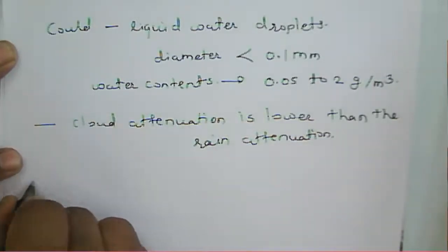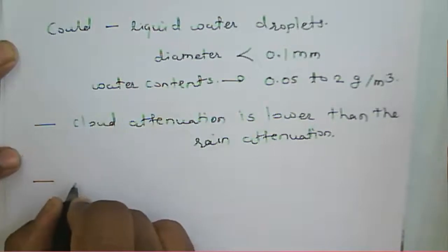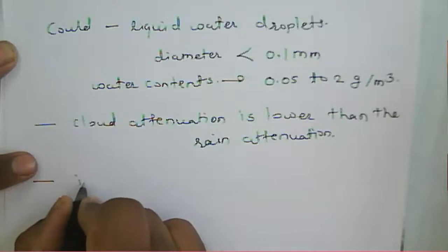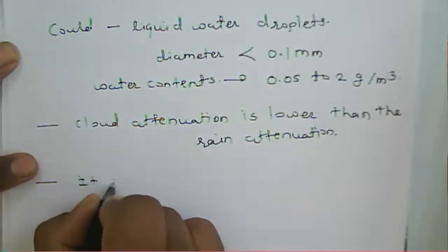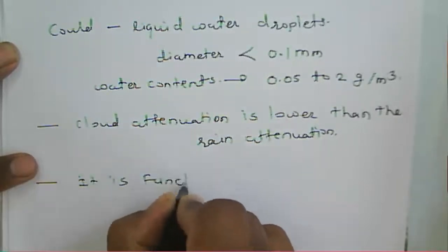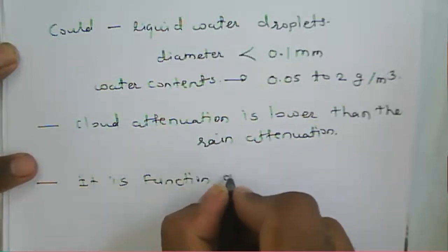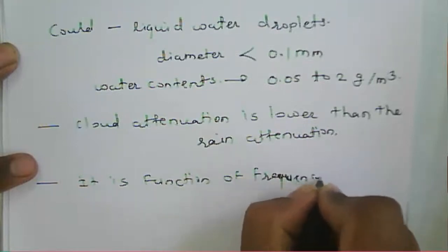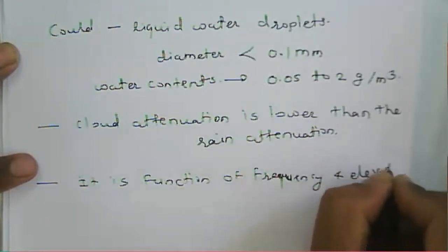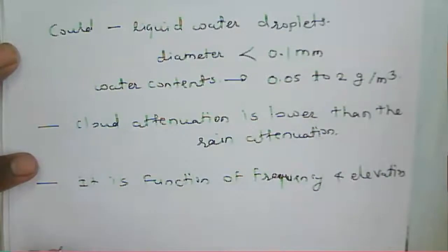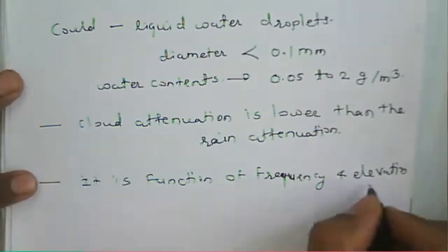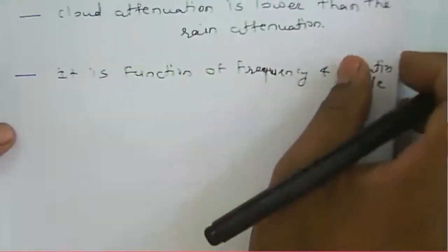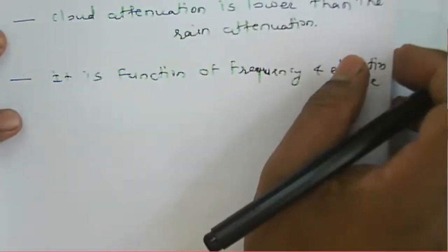attenuation occurs because of that particular cloud droplet. And again we can say that cloud attenuation is a function of frequency, depending upon the frequency, and elevation. So that's why the elevation angle is important. I'll just write elevation angle here. Whenever we consider an earth station, the elevation angle is important.